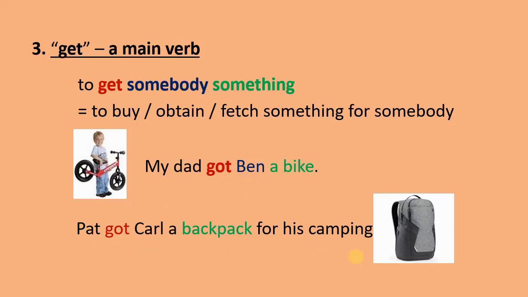So we use this very often when we are talking about offering a gift to somebody. Alright? You have the verb here, got. We have the person, and then the object, which is a backpack. Then the person and the object. Yes. So number 3, get as a main verb. To get somebody something, it means to buy, to obtain, to fetch something for somebody.